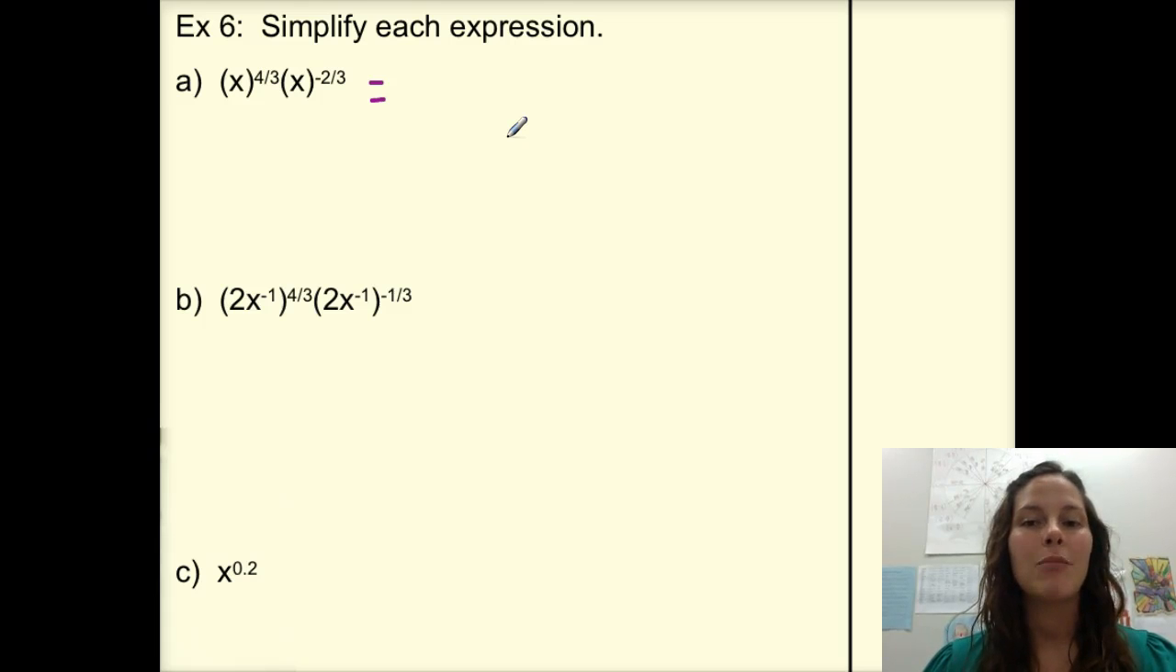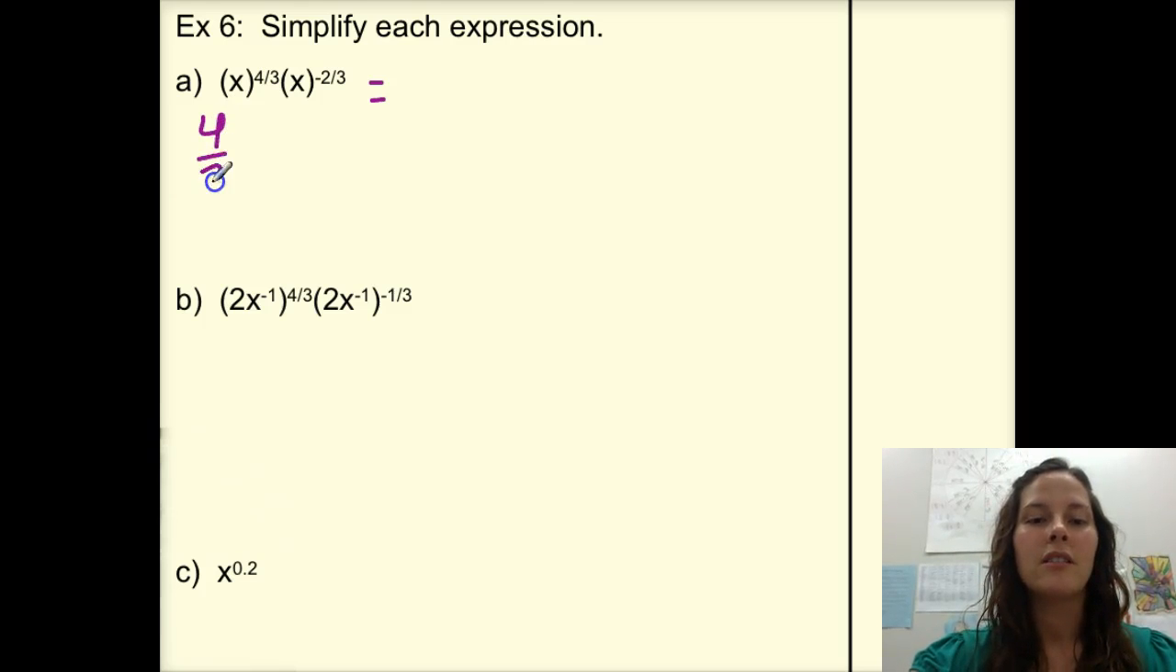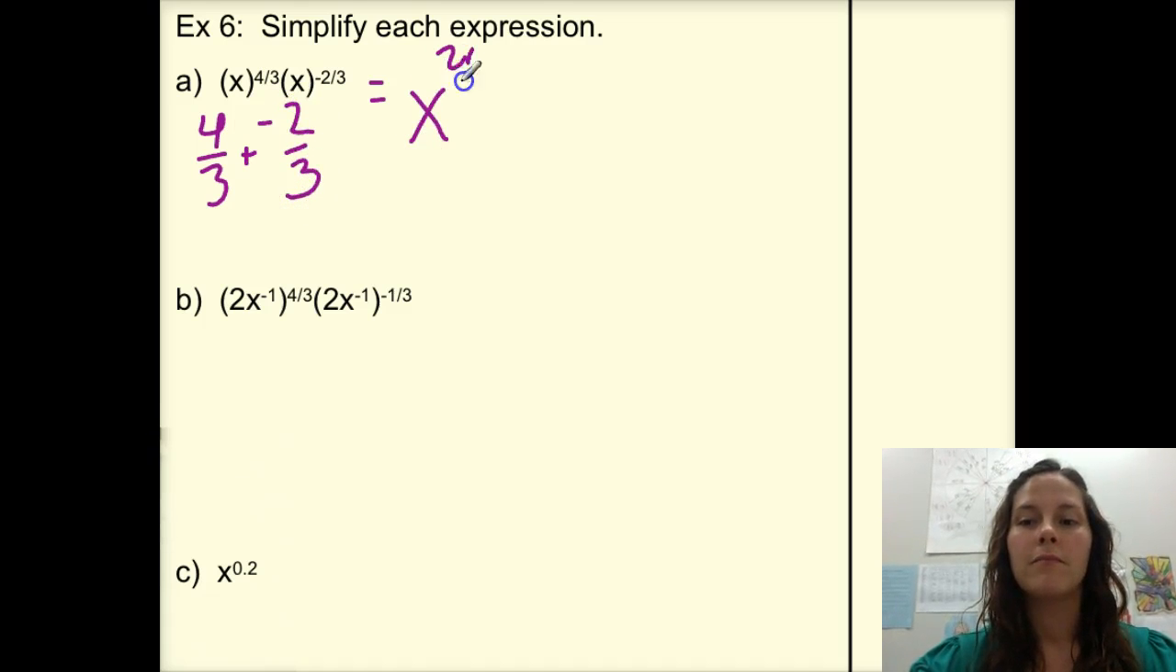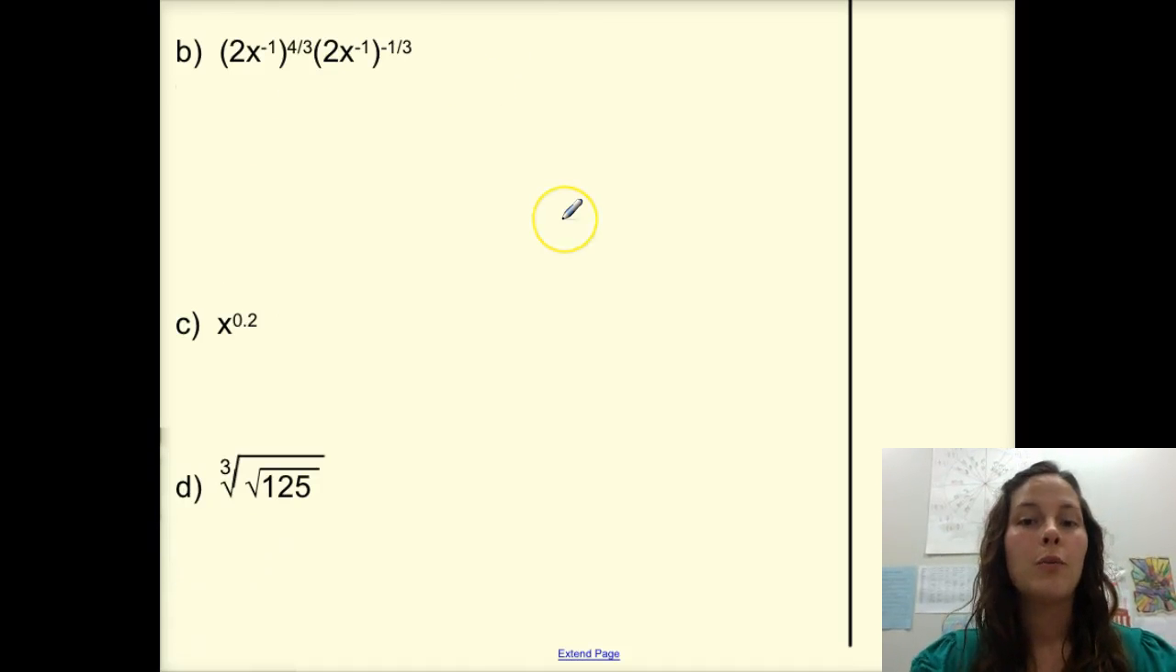In this case, because the bigger exponent is positive, I'm just going to use our rule for multiplying powers, which is to add the exponents. So we have 4/3 plus negative 2/3, which gives us a 2/3 power. We've got something similar going on with part B.